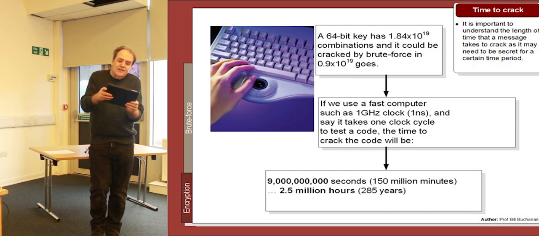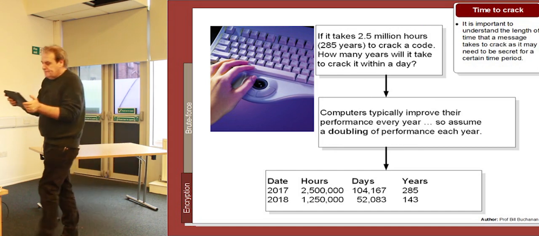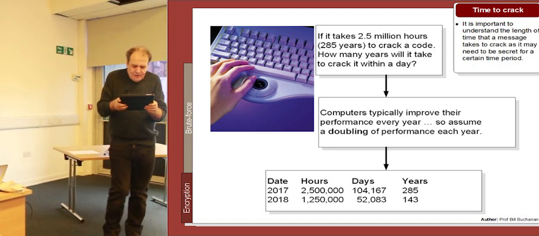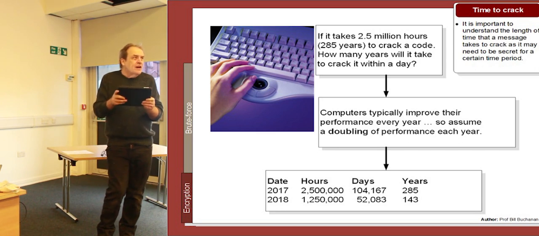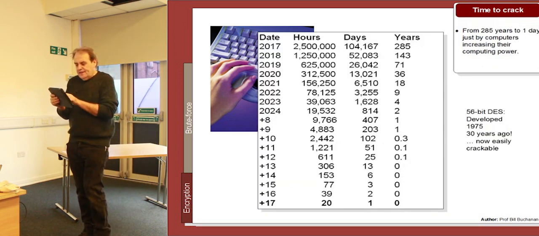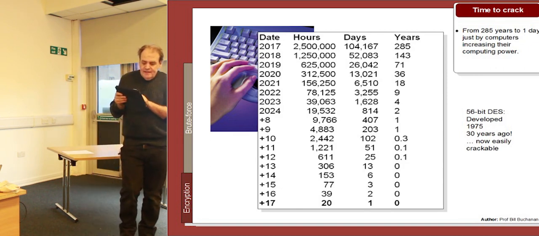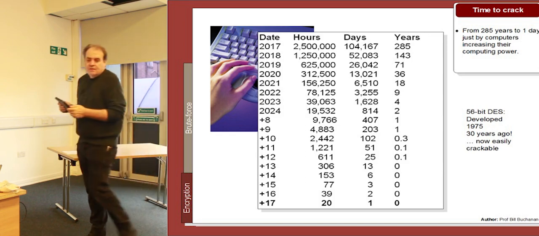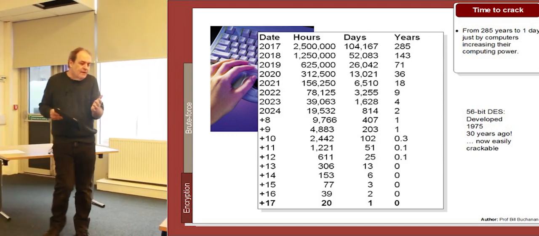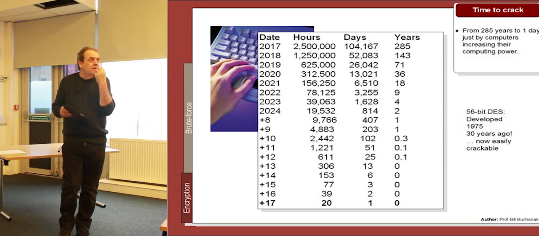So it's still over 150 years. But every year, computers get more powerful. After the first year, it only takes you 143 years to crack it. If we keep going, after 9 years it only takes a year, and after 17 years, it takes 20 hours. This is because of things like Moore's law, which says that computing power doubles every, how often? Yeah, it's about 18 months or so.